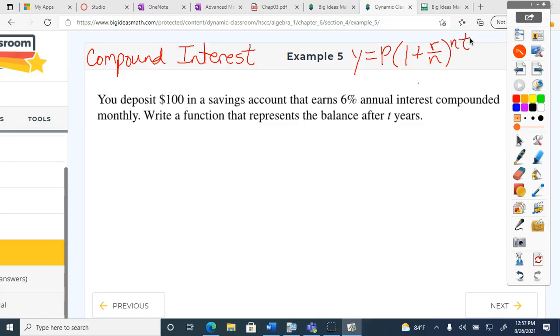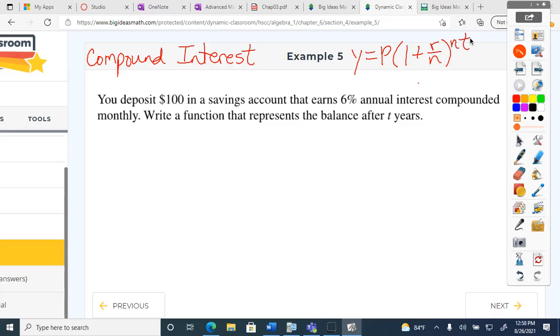Notice it's similar to the original with one new letter. What's the one new letter? N, and it's in two places. N is how many times it gets compounded. Okay? So if I told you I'm compounding it monthly, what would N be? What number would it be? Whatever you put your interest in. If I said I'm going to compound this monthly, what number am I going to put in for N? 12, because how many months are in a year? 12.